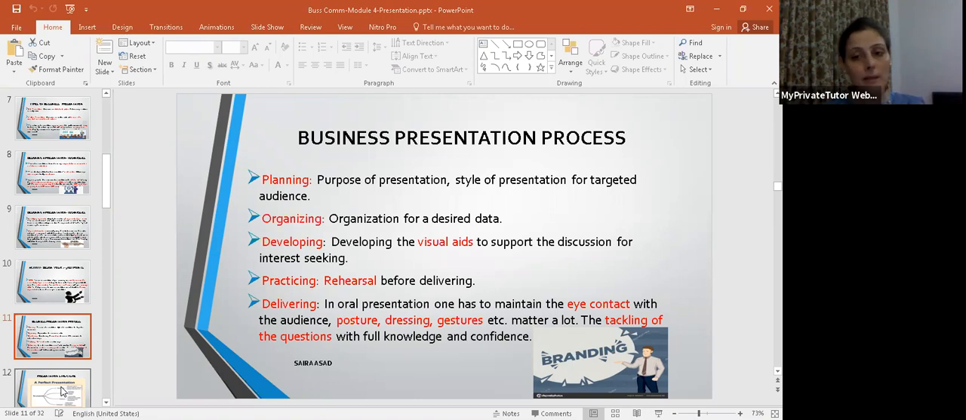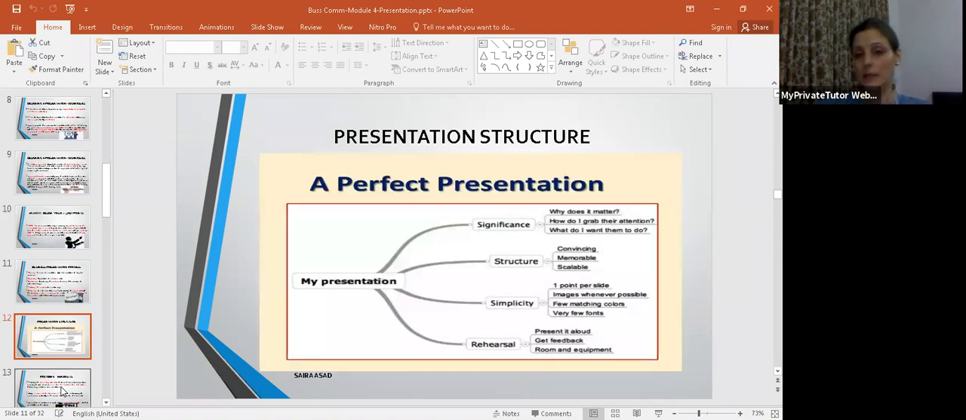You should go with full confidence, with full knowledge of your data, and with a full grasp of your main objectives, what you want to deliver to the person.